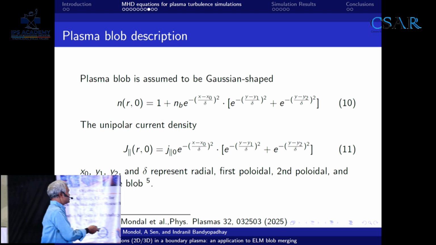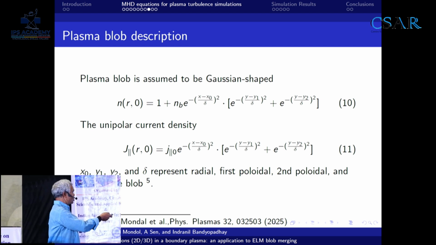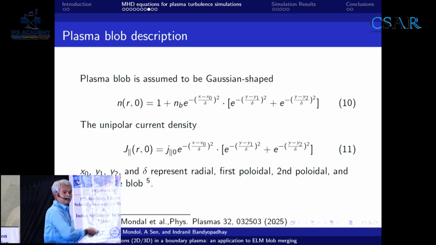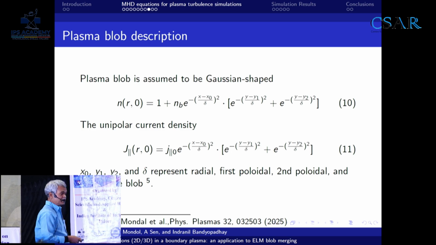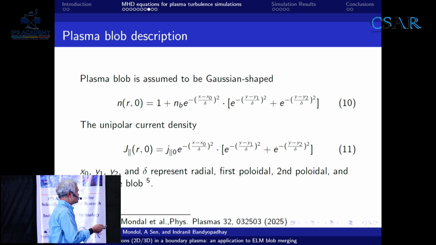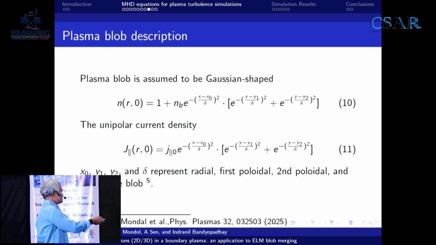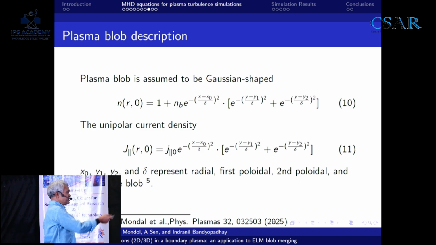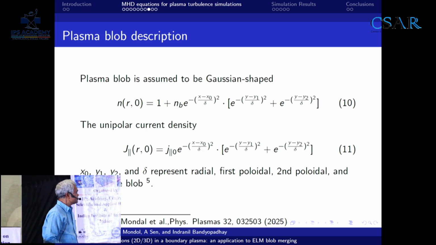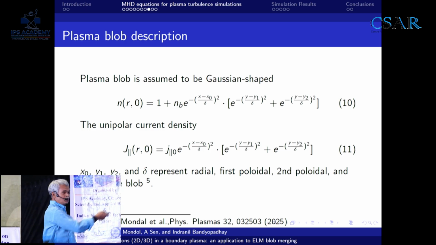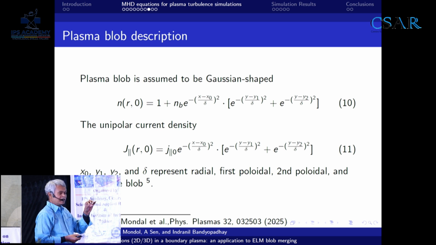And the first equation, the representation of the blob: NB is the background density, 1 is taken for safety so that the code will not diverge, and this is basically a combination of two. In the Y direction there are two locations of the blob, and in the X direction X0 is the position of the blob. That means the first equation gives the representation of two blobs that are poloidally separated, but radially at a position of X0. So the corresponding current density I told.